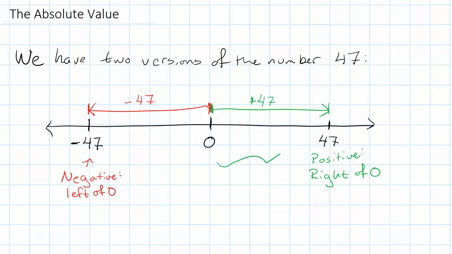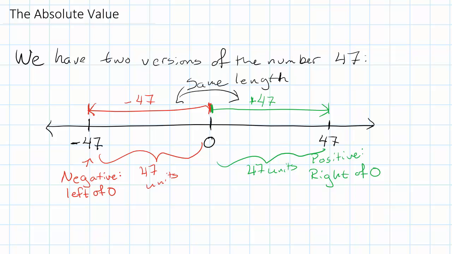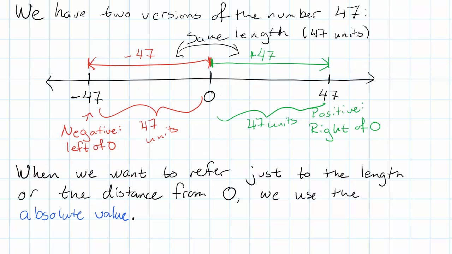The distance from 0 out to 47 and the distance from 0 out to negative 47 are the same. Looking at these two vectors, they have the same length, right? Each is 47 units long. They just have different directions. When we want to refer just to that length, or just to that distance from 0, we use what's called the absolute value.